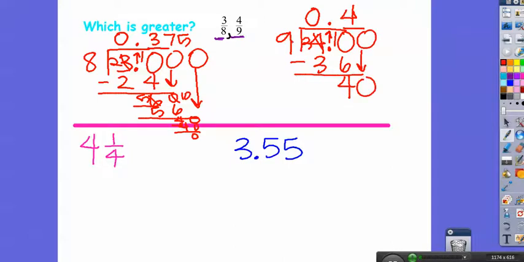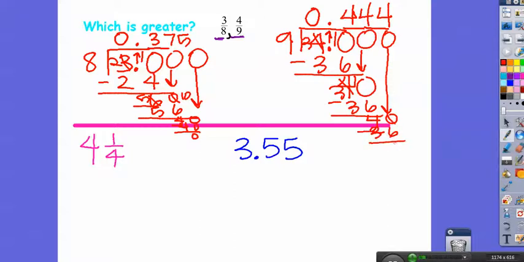We need to add a 0 and bring it on down. 9 can go into 40 4 times. 4 times 9 is 36. We need to borrow. We need to add a 0 and bring it on down. And as you can see, this is a repeating pattern. So let's solve it one more time, just to make sure that we are continually getting 4s in our quotient. 9 can go into 40. 4 times 9 is 36. And we continually are getting 4s.